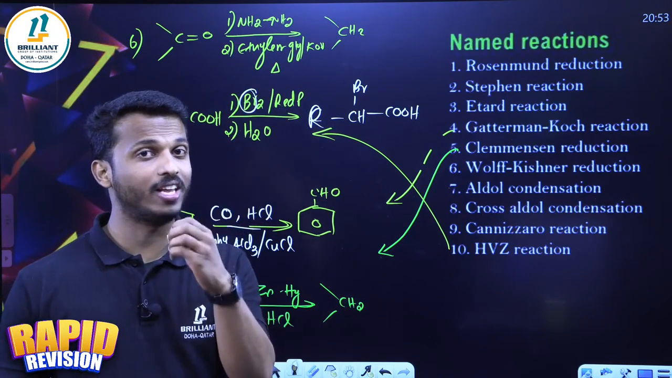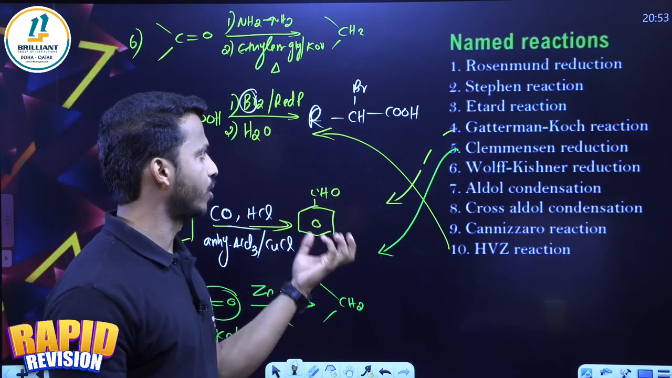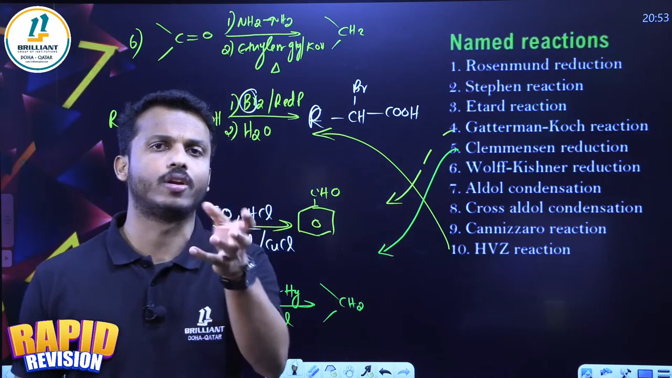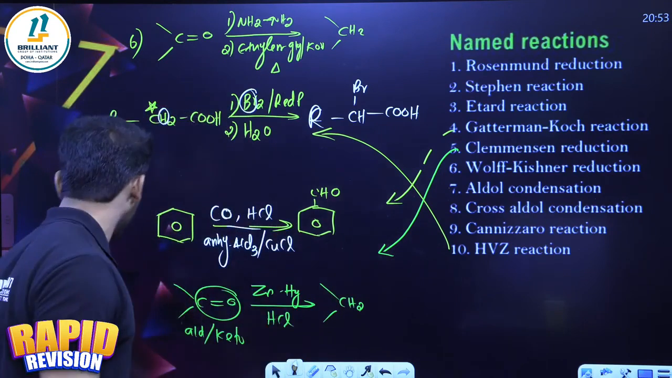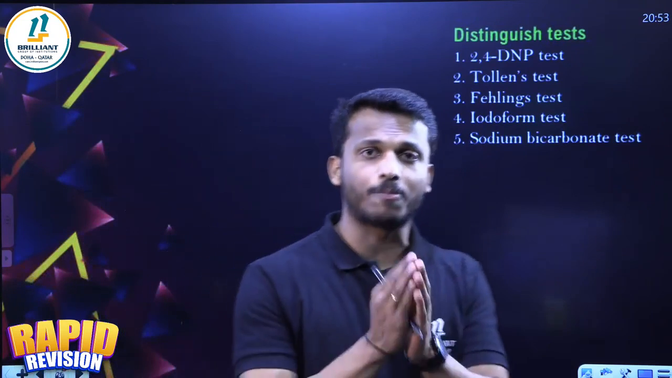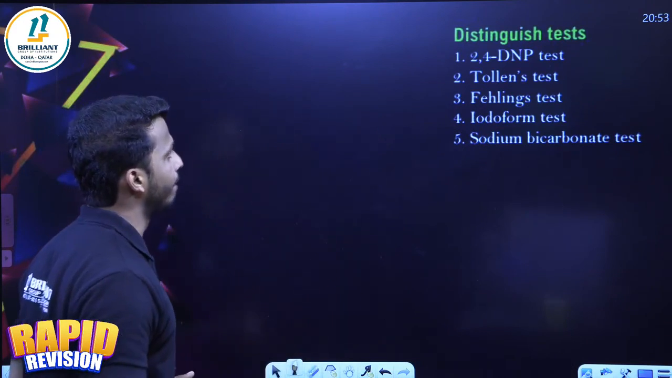They're all very important reactions like Etard, Gattermann, Wolff-Kishner, Clemmensen. These are all directly repeated questions, so sometimes we need to use them for conversion questions. Okay. Next one, dear all, what are the distinguishing tests? Even though you know this chapter, it contains more distinguishing tests also.